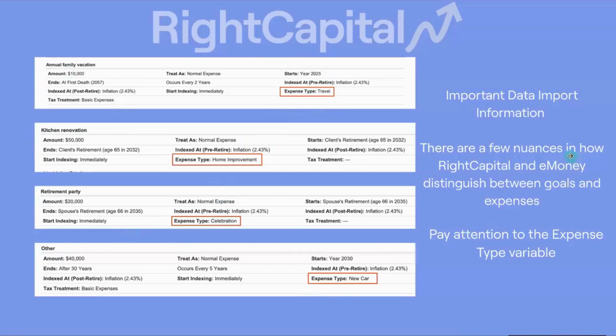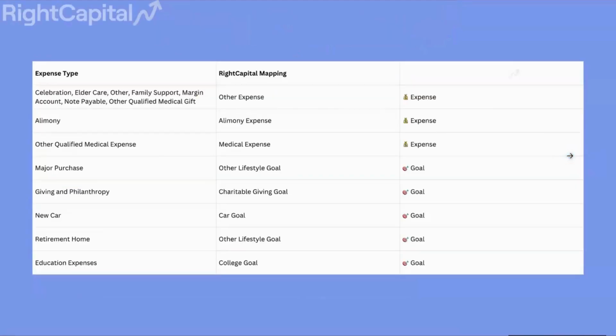I want to bring you to this mapping chart here. This is going to show how each expense type is going to transfer into RightCapital and whether it's going to be a goal or an expense. So again, based on that expense type that the item is categorized as within the report is going to indicate if it's pulling in as an expense or a goal within RightCapital. Again, I just think it's important to touch on this so we can understand what to expect when mapping the data over and how the system is going to treat each item.